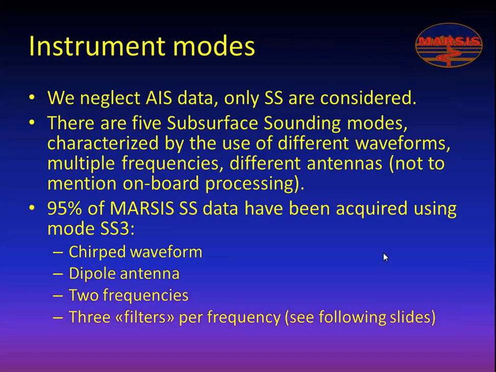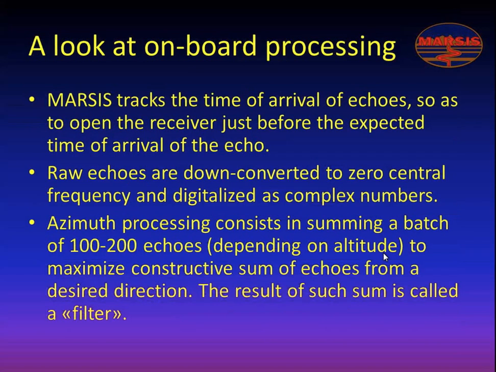However, luckily, there is a sort of workhorse operation mode which has constant characteristics. The signal transmitted is a chirped waveform. This is a trick used to improve signal-to-noise ratio and resolution, using a dipole antenna, unfortunately at two frequencies and focusing data in three different directions to map the reflection just before, just beneath, and just after the spacecraft.